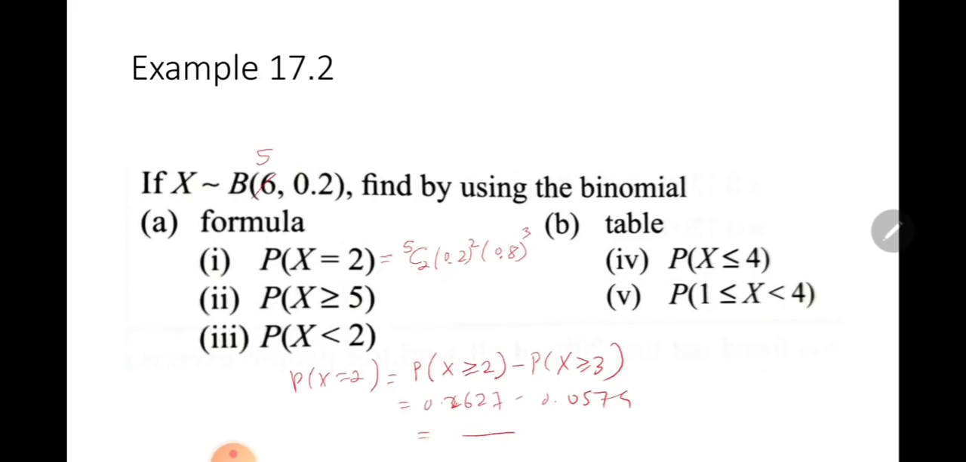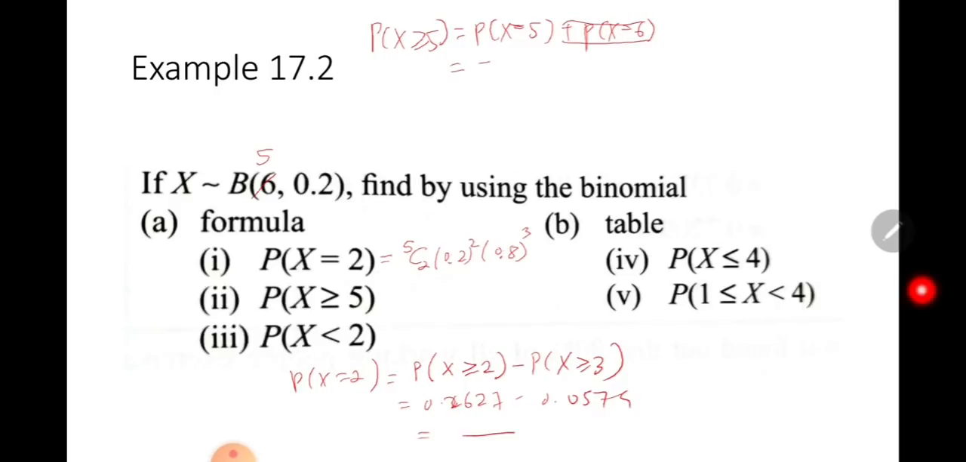Okay, so you will get your answer. Okay, alright. So for 2 Roman, if you want to find P(X ≥ 5), this will be P(X = 5) plus P(X = 6) only, right? Because actually P(X > 5) is the same as P(X = 5).